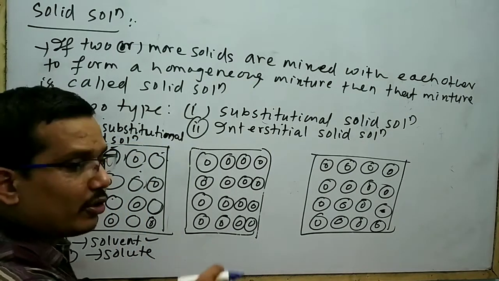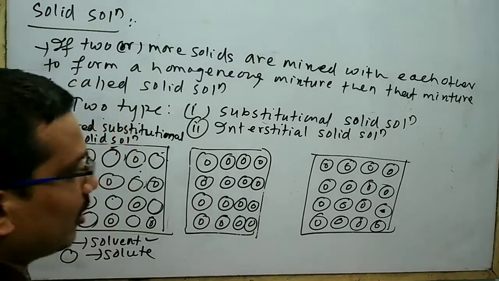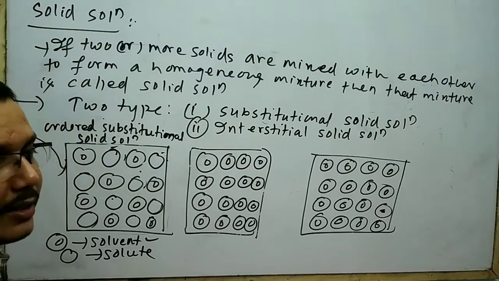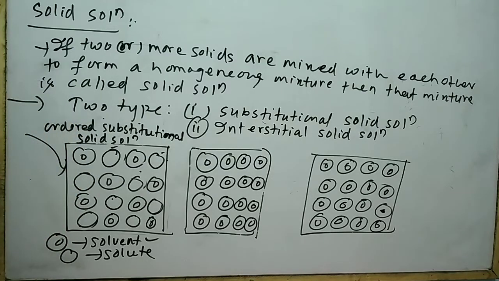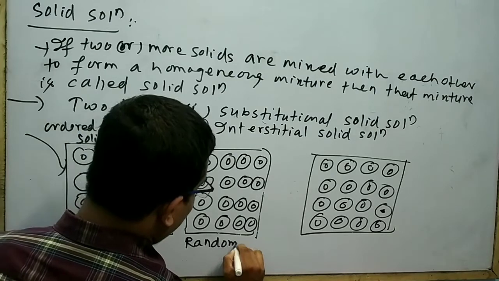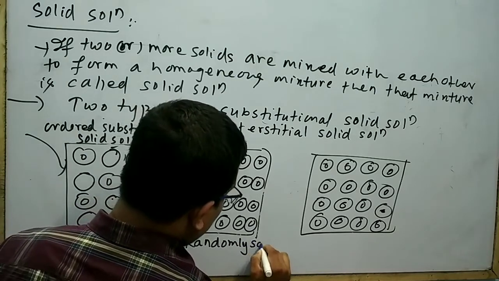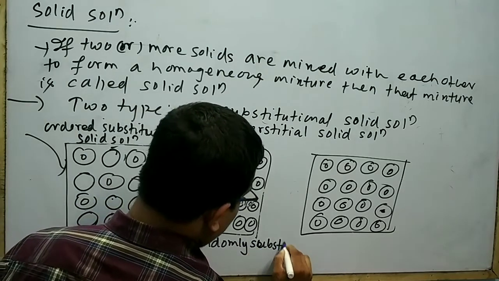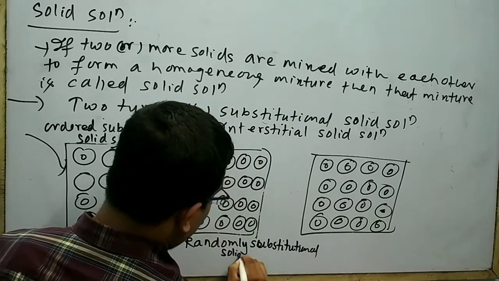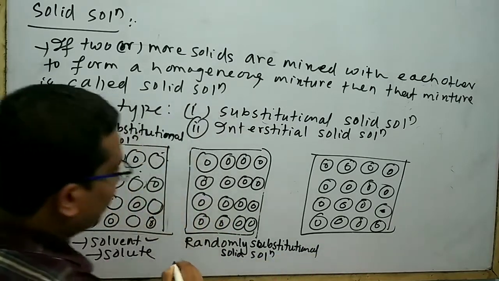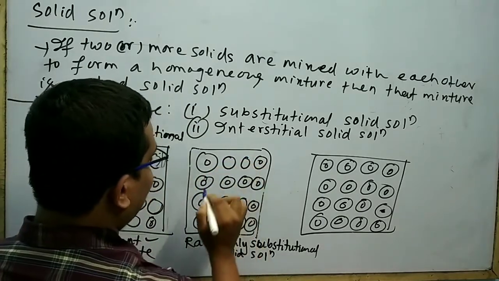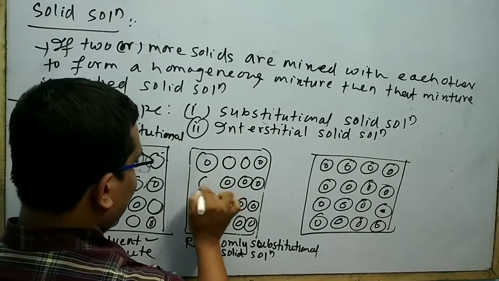Suppose the solute molecules are not arranged in an orderly manner, then that type of substitutional solid solution is considered a random substitutional solid solution. That means the solute molecules are present in a random manner like this.